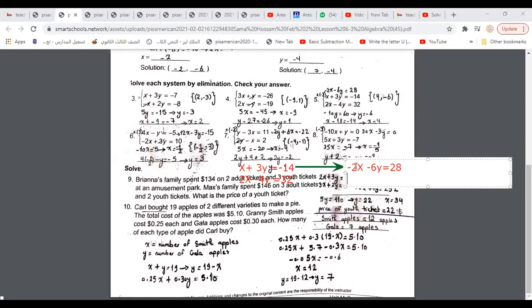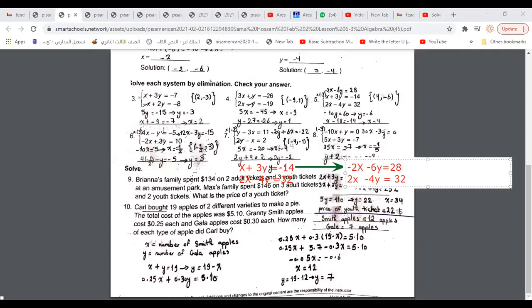Okay, so it was 2 in the second equation, so we multiplied the whole first equation by negative 2. Then x multiplied by negative 2 will be negative 2x. 3y multiplied by negative 2 will be negative 6y. Negative 14 multiplied by negative 2 will be 28. Down, we are going to keep 2x minus 4y equal 32 the same.